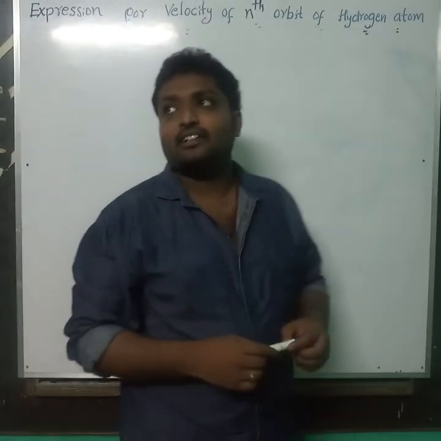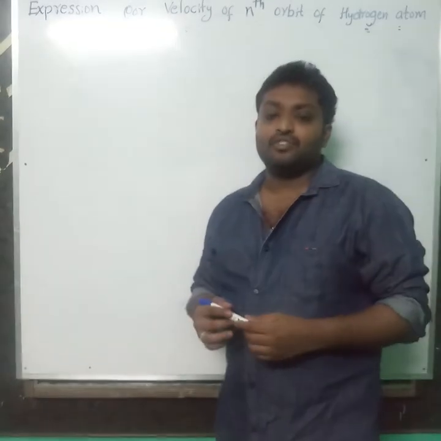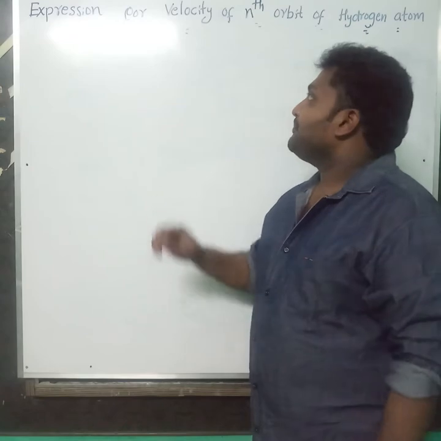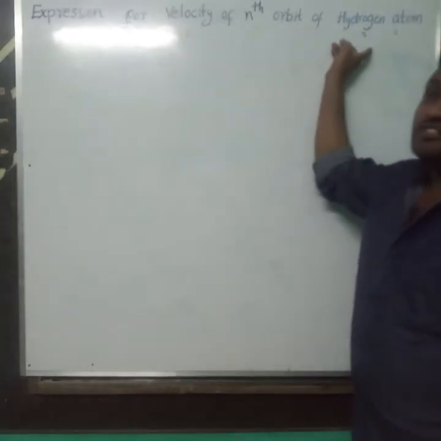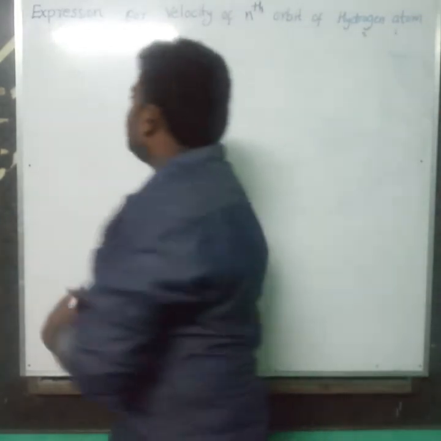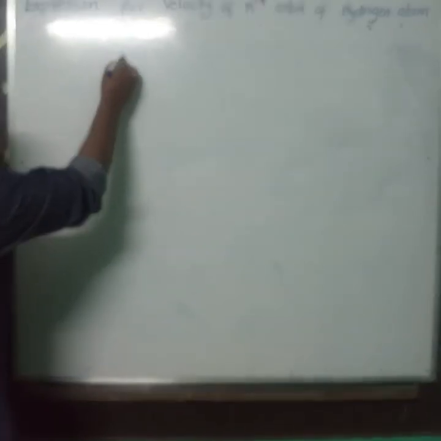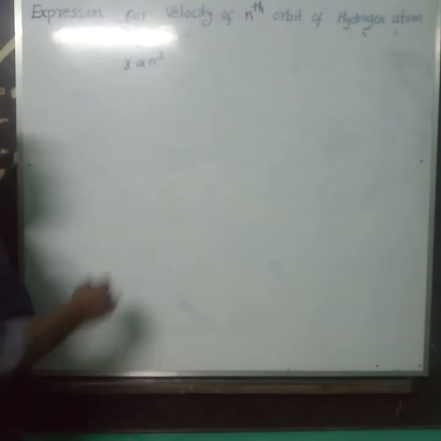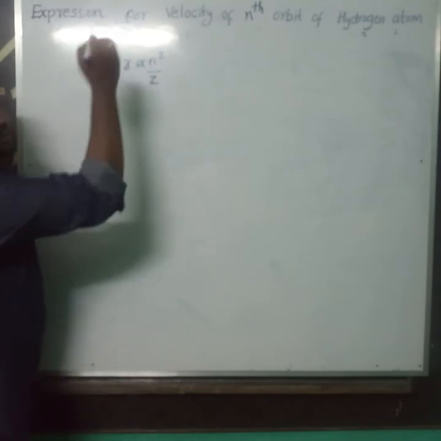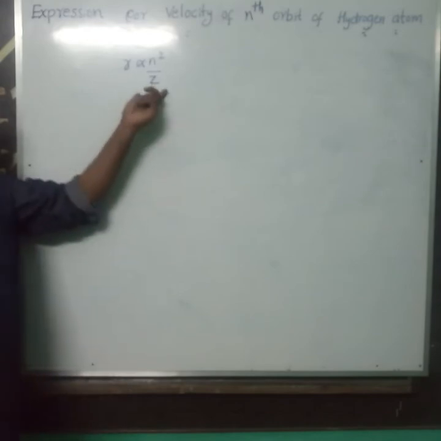So have you seen that in the last class we discussed the radius of the nth orbit of the hydrogen atom. Now in this class we are going to discuss the velocity of the nth orbit of the hydrogen atom. Previously we learned that the radius of the nth orbit of the hydrogen atom is directly proportional to n square and inversely proportional to atomic number Z.